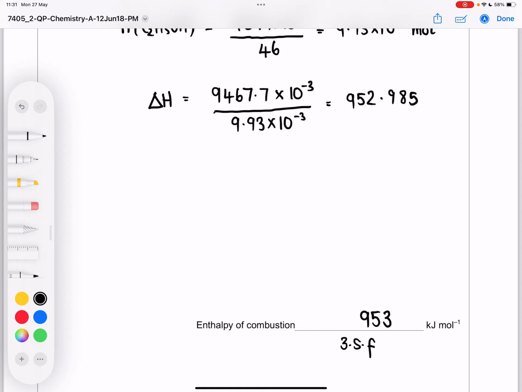But then the other thing I'm going to remember to do is that enthalpy changes, if the temperature rises, are exothermic. So I need to put a minus sign in.